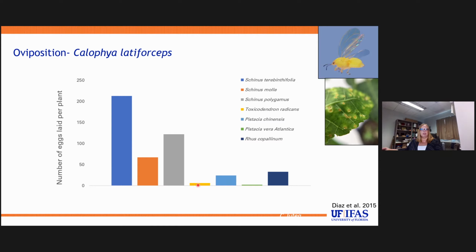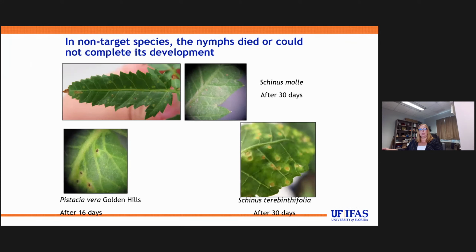This one's poison ivy. I think maybe people would have been okay with a little bit of feeding on poison ivy, but they did lay a couple eggs on poison ivy. But the good news is that they did lay eggs. However, the eggs either dried and did not hatch, or the crawlers could not make a successful gall on any plant species other than Brazilian peppertree.